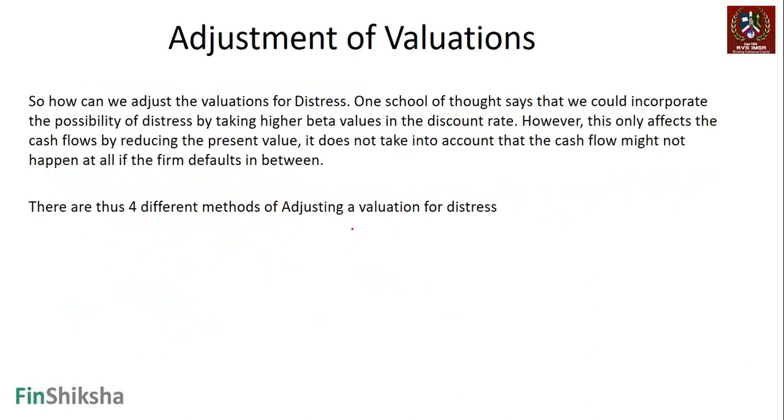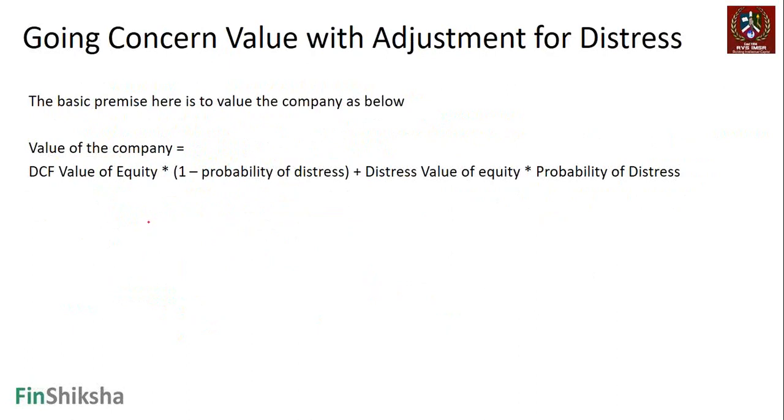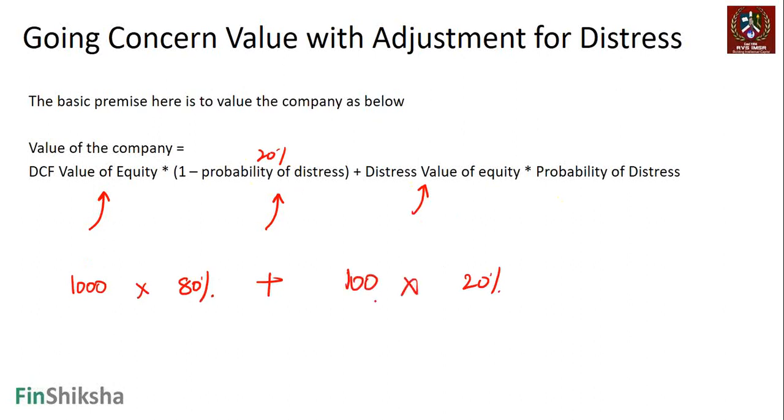There are many methods of adjusting the valuation for distress, but we primarily use the method of going concern valuation with adjustment for distress. What does this do? You basically value the company in itself using the same methods that we have seen, and then estimate a probability of distress, right? So if the probability of distress is 20%, then the DCF value, let's say 1000 is the value, is multiplied by 80%. Plus, what happens if the company is in distress? What is the distress sale value? Let's assume that is 100 here. So that's your expected equity value that you're going to get, right? And not 1000, because 1000 assumes the company to be a going concern.